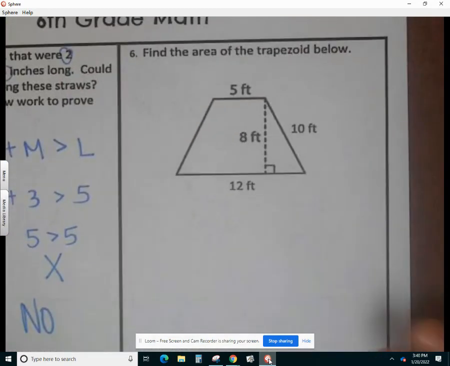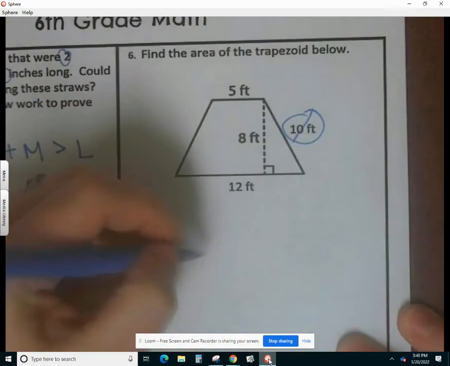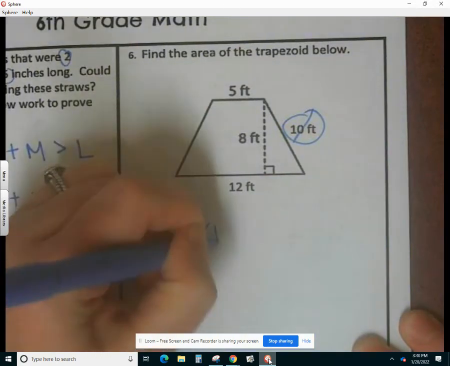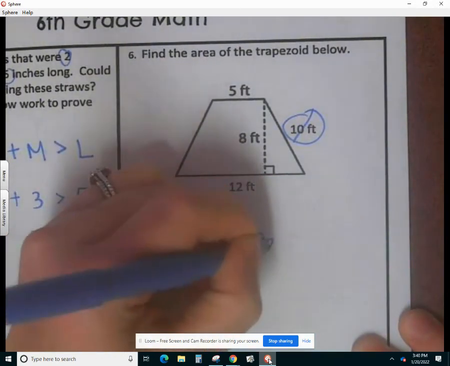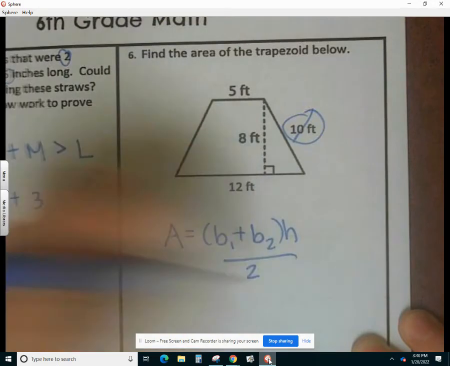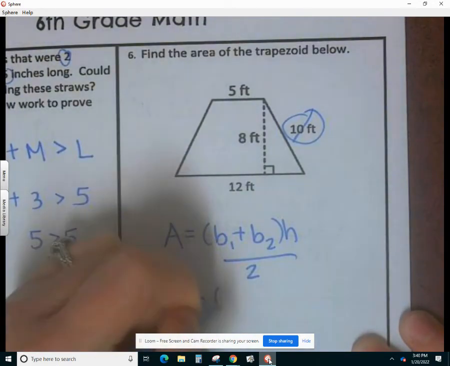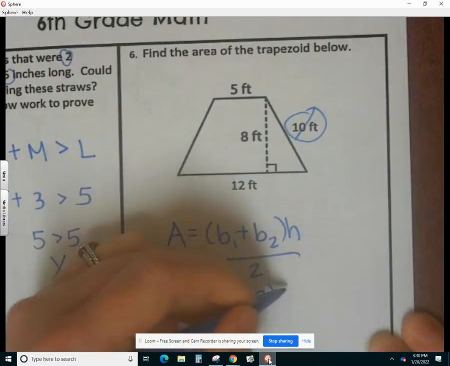Okay, we've got another trapezoid, and again, they've given us a side, so we get rid of any sides, so we're not tempted to use that number. We write out our formula. We plug in our numbers. Our bases are 5 and 12. Our height is 8.